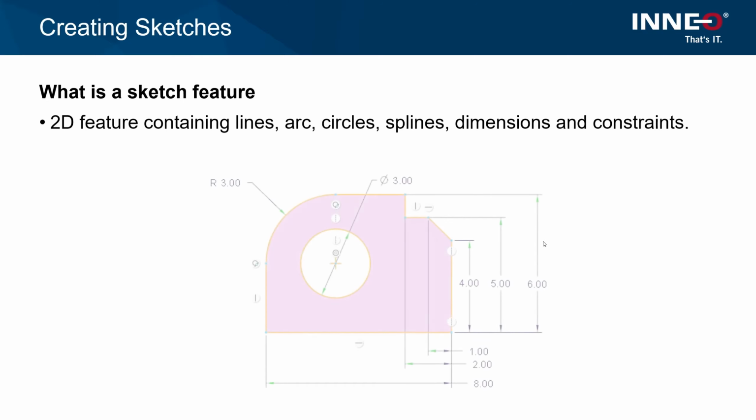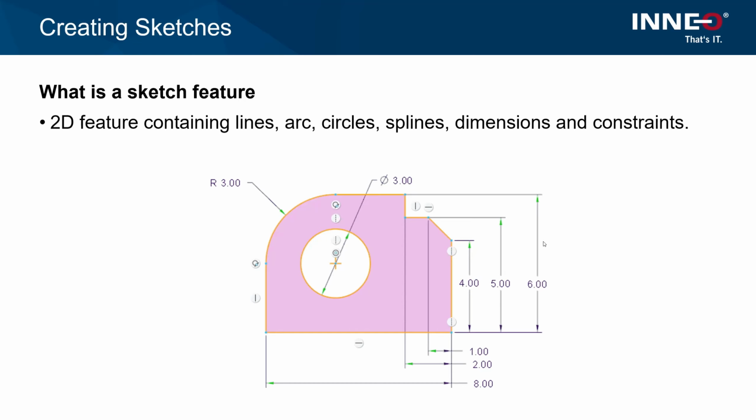Inside Creo we can create a sketch feature that contains lines, arcs, circles, splines, dimensions and constraints, and all this information is stored inside the single feature for that sketch. So if you want to make a change later on, you can go back to that sketch feature, edit the feature and add more sketch items or delete items, and then carry on to the next step.